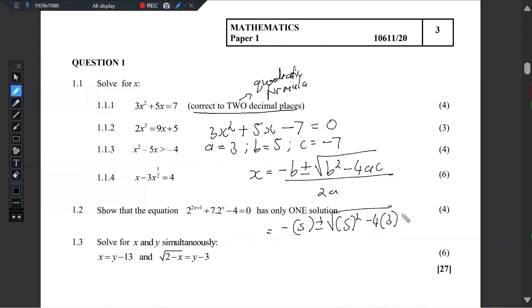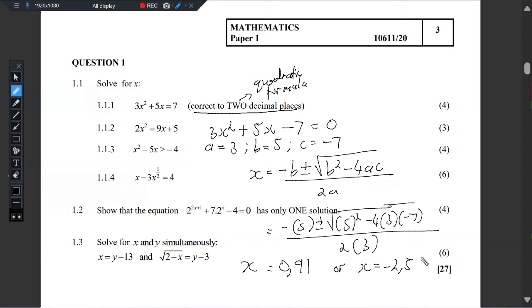Your a is 3, and then your c is negative 7, over 2 times your a, which is 3. Now at this point, you need the aid of your calculator, and then you simply punch it in and press S-D so that it gives you the answer in decimals. So x is 0.91 or x is equal to negative 2.57.